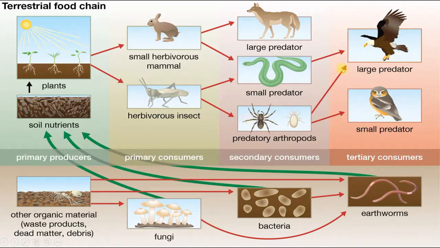The spider can be eaten by the eagle or that bird, the owl, okay, or so on. So if you look here, there is a chain of food.